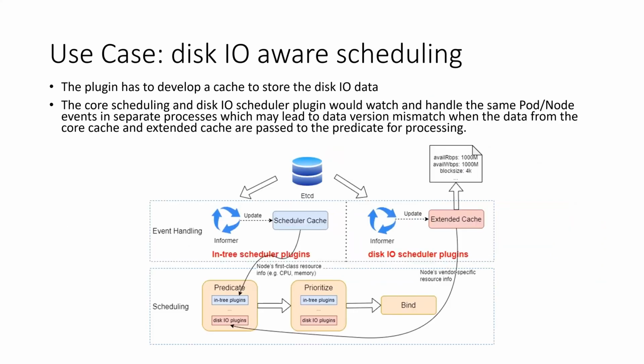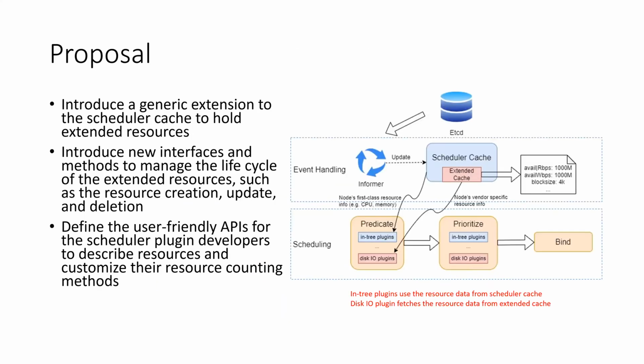We met this when we tried to develop a DRA-aware scheduling, and we found we had to develop a cache to store all this data. This is just an example. We had to re-implement the watch logic and the informer, and then we found the inconsistency problem. So I will hand it over to Teresa to briefly go through our proposal.